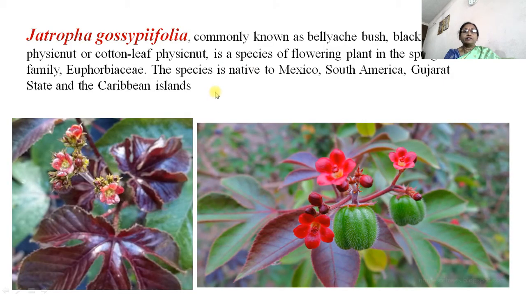obtained. Then Jatropha gossypiifolia. Gossypiifolia means gossypium, that is, cotton leaf. The leaves of this plant are very similar to the cotton plant. That's why this name has been given to this plant, Jatropha gossypiifolia, commonly known as bellyache bush or black physic. Then cotton leaf physic nut, cotton leaf-like leaves are there, and that's why the name has been given. These are the fruits of this plant, and this is the cyathium inflorescence of this plant.